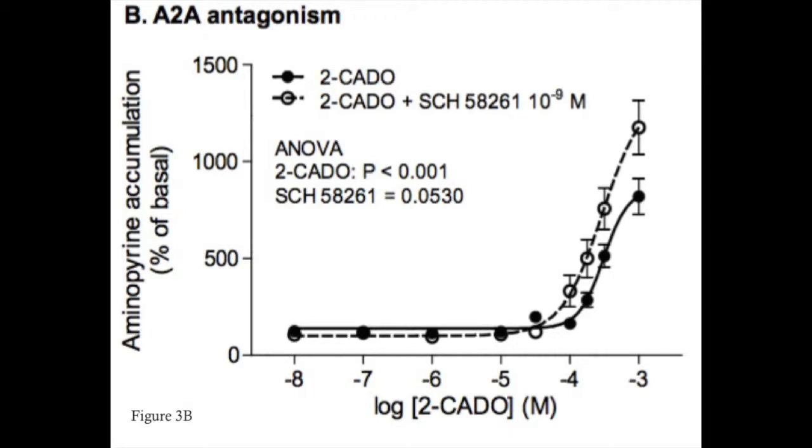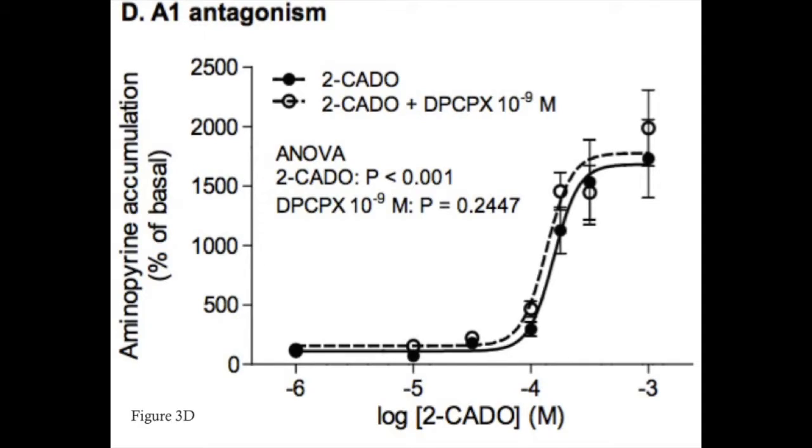SCH58261 at a concentration of 10 to the negative 9 molar was used as a second reactant. SCH58261 is an antagonist to the A2A receptor, and adding this antagonist to the 2-CADO reaction showed virtually no change in the AP accumulation as seen in Figure 3b. This means that the response generated by the 2-CADO application was independent of the SCH58261.